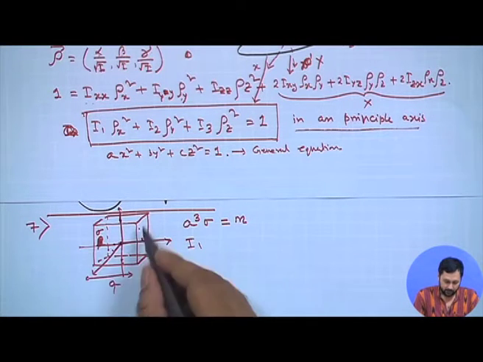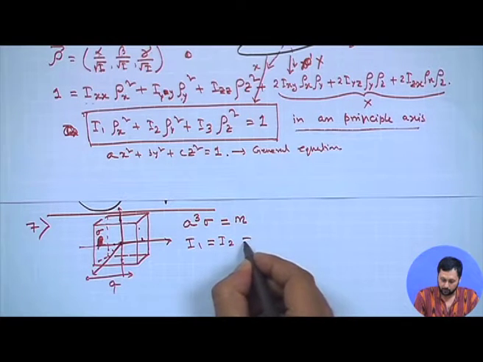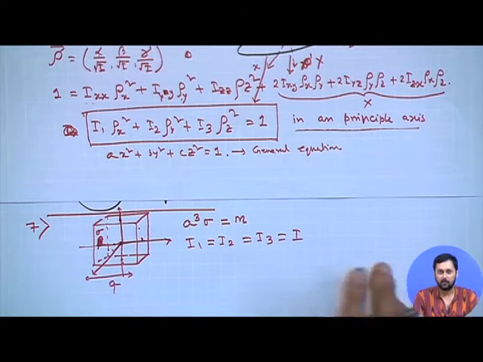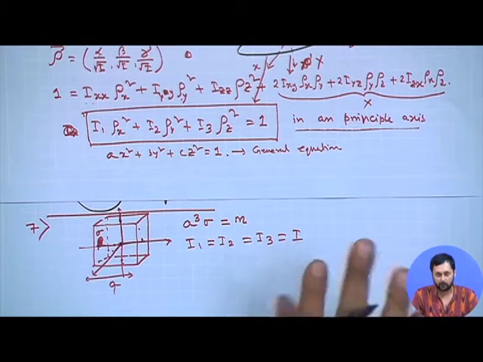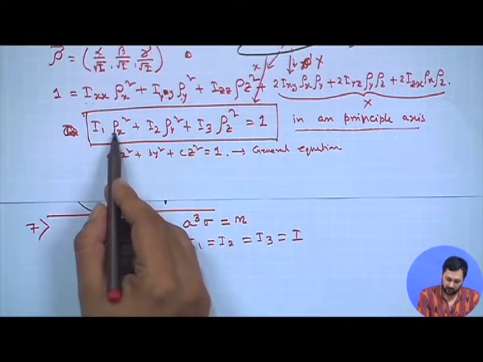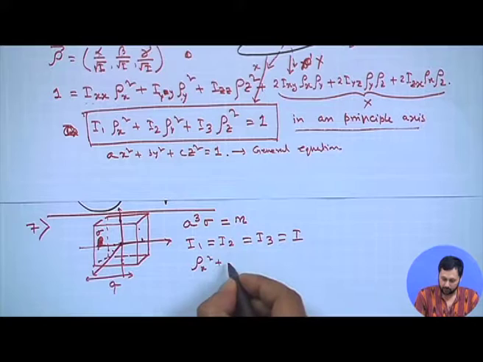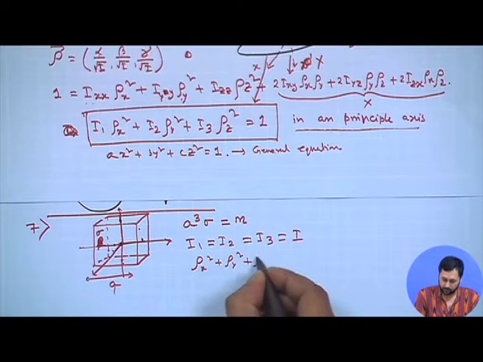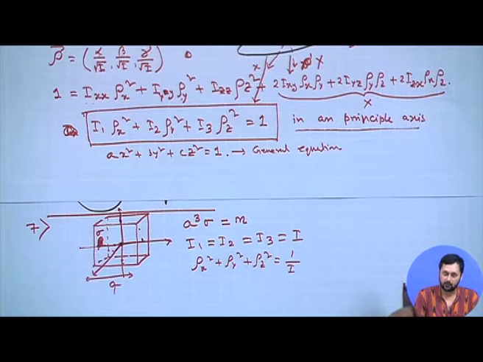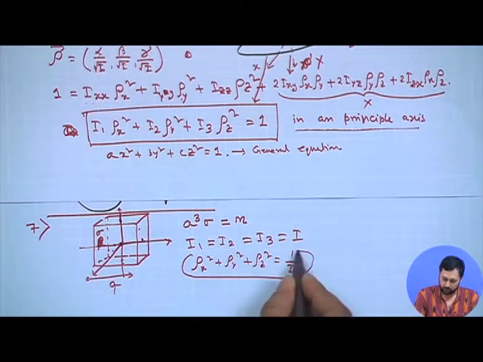Okay. So if I calculate the moment of inertia about each of these axes, it will be I1 equal to I2 equal to I3 equal to some I. What is that I? I am not going into the details of that right now. Now, if this is the case, then this equation reduces to I rho x square plus rho y square plus rho z square is equal to 1 by I. Okay. So this is the equation of a sphere, right.